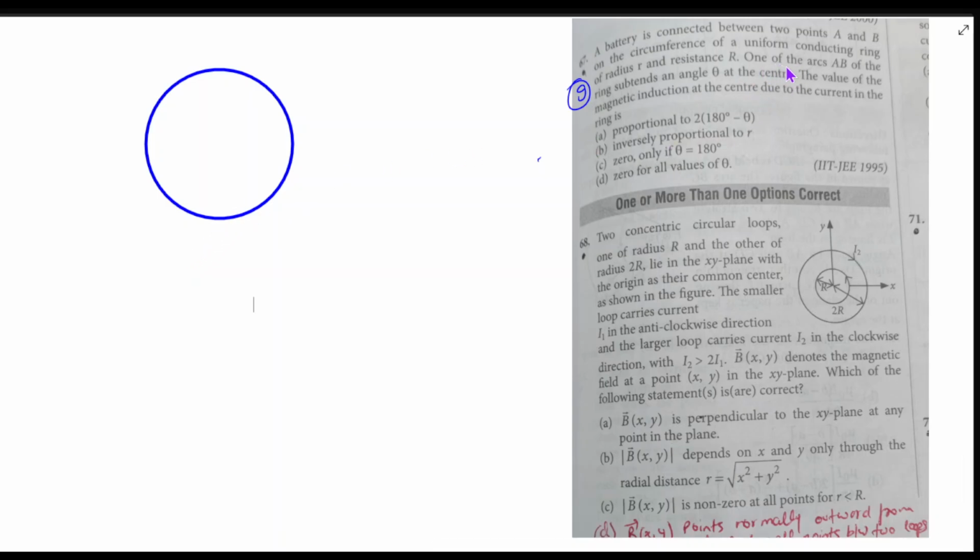One of the arc AP of the ring subtended angle theta at the center. So we'll consider this as a point A and this as a point B. And we have a battery connected like this. And it is making an angle theta at the center, right?